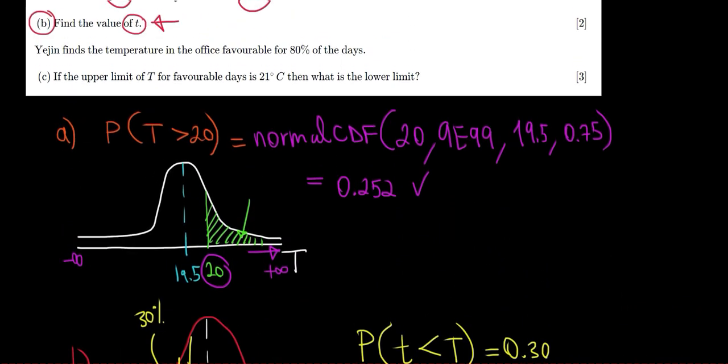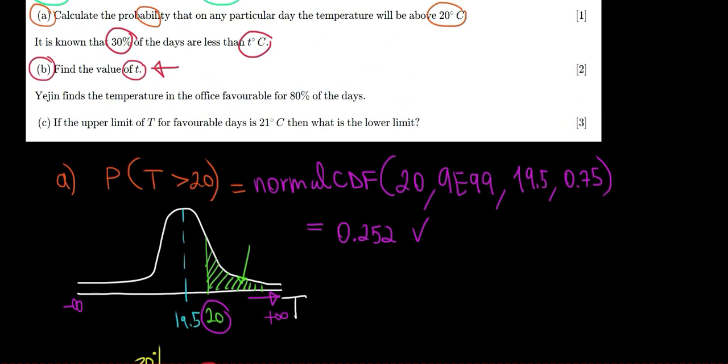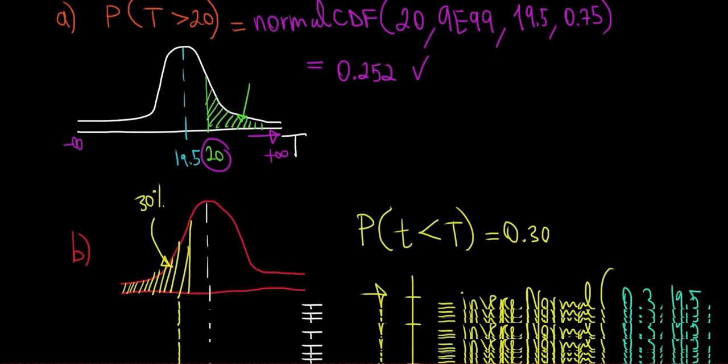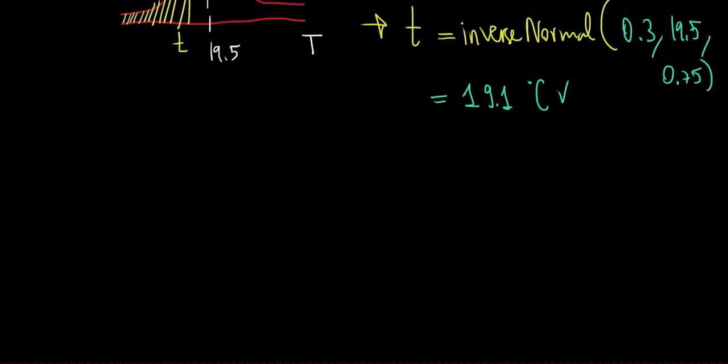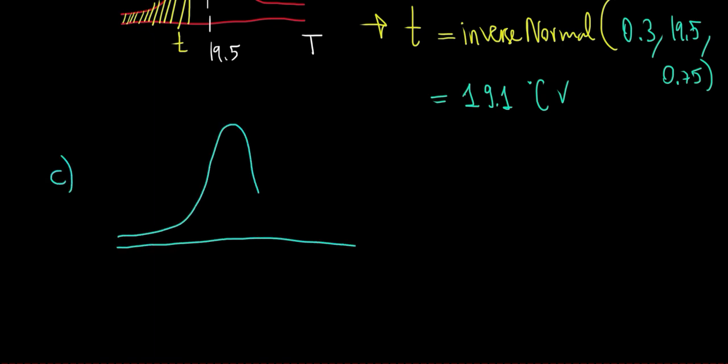Let's solve question C. We have the following. Yejin finds the temperature in the office favorable for 80% of the days. Question C says, if the upper limit of the temperature for favorable days is 21 degrees Celsius, what's going to be the lower limit? Well, let's make use of another sketch one more time.